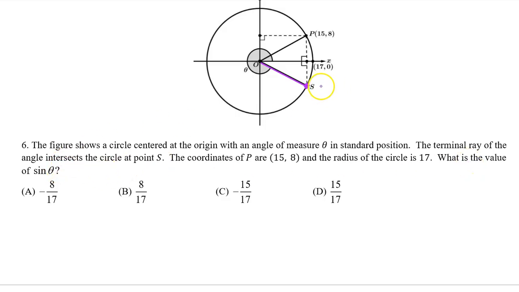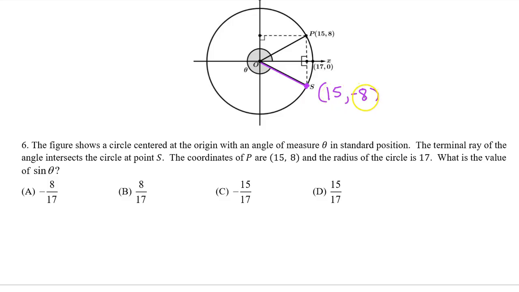Well, we need to figure out what the coordinates of point S are. Point S and point P have the same horizontal displacement, so that's going to be 15. The vertical displacement of S is going to be the opposite of the vertical displacement of P. So that's going to be -8.